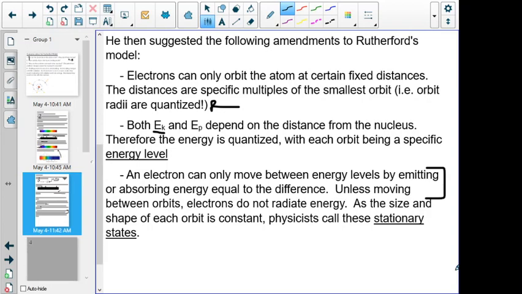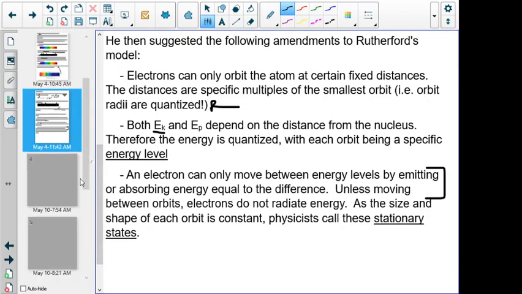Any questions about that so far? This is starting to sound a little bit more familiar, a little bit closer to what you've heard of with Bohr's model before.